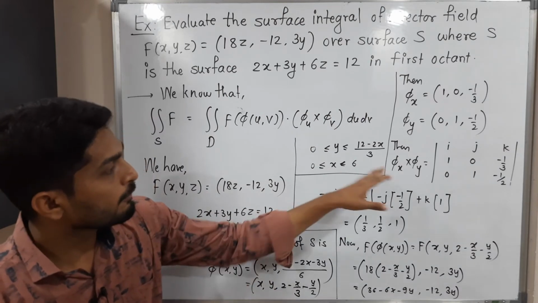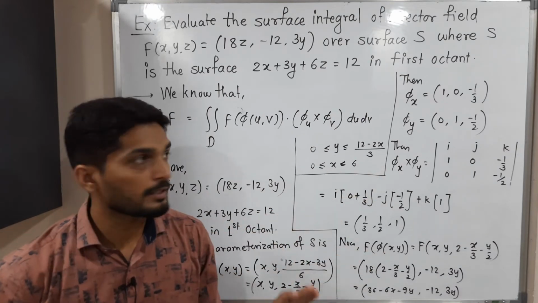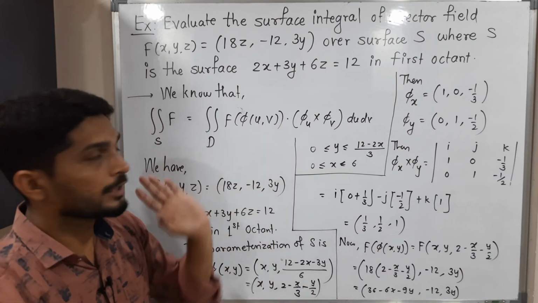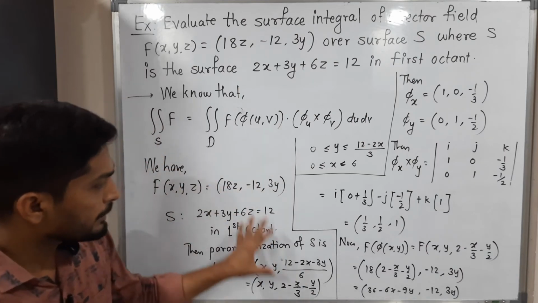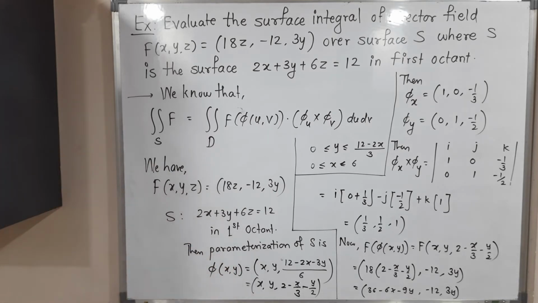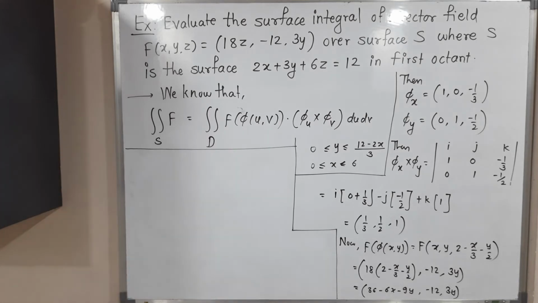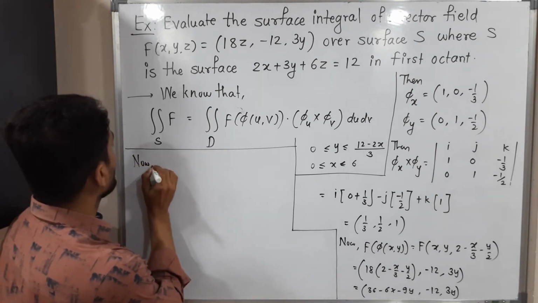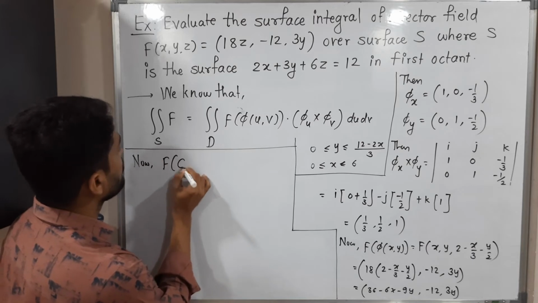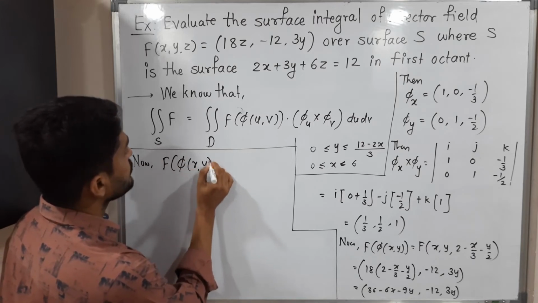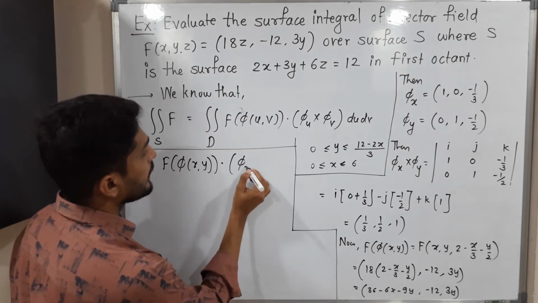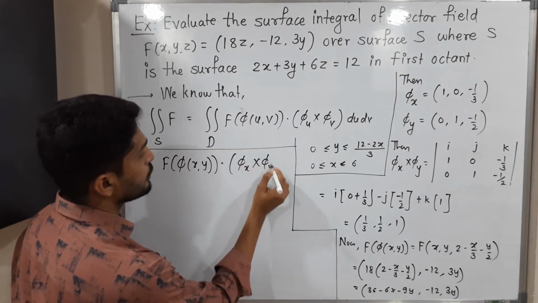So we got the value of the cross product as well as f of phi of xy. Now we simply have to take the dot product, and then we will put all those values here in the integration. Let me make some space here to solve the remaining part of this problem. So let us find the value of the dot product now. We are going to find the dot product of f of phi of xy with phi x cross phi y.